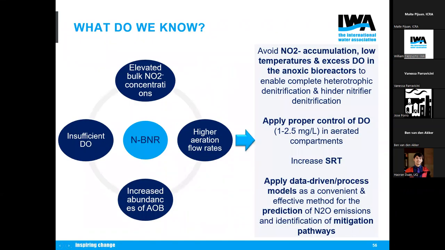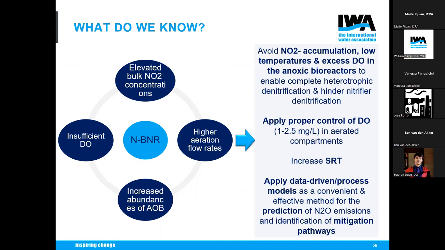In the book, we have also summarized the knowledge accumulated for triggering conditions for specific groups of processes and the respective mitigation measures that have been identified. This is a simplified example for the processes removing nitrogen. Several conditions have been linked with elevated emissions risks, such as insufficient dissolved oxygen. We have seen increased tripping due to elevated aeration rate and elevated nitrite concentration, among several other factors.